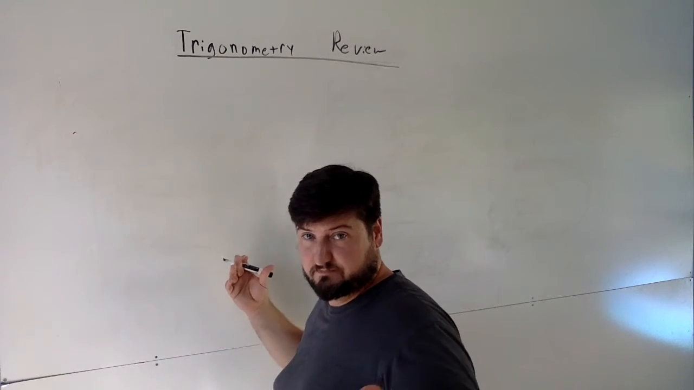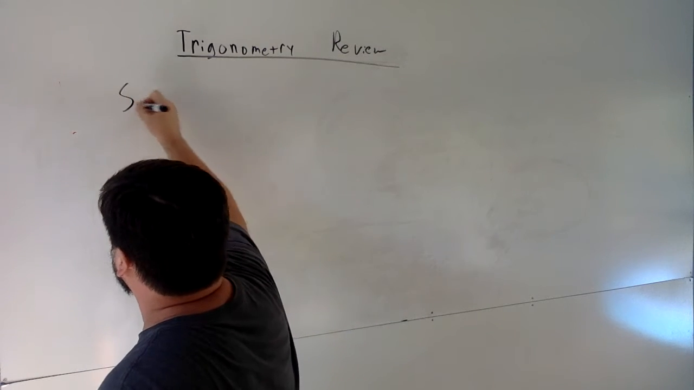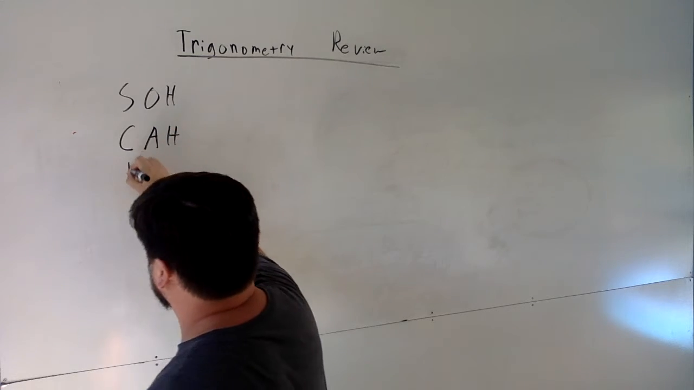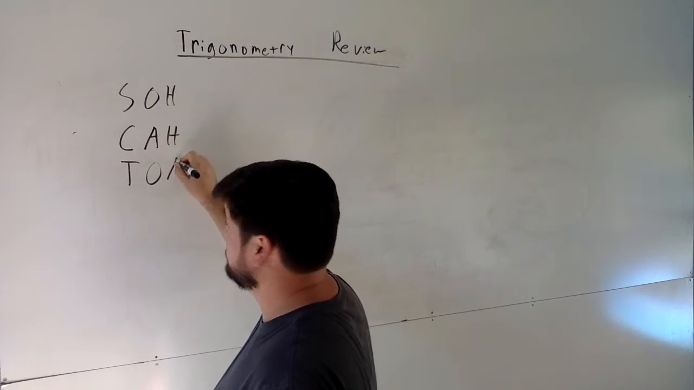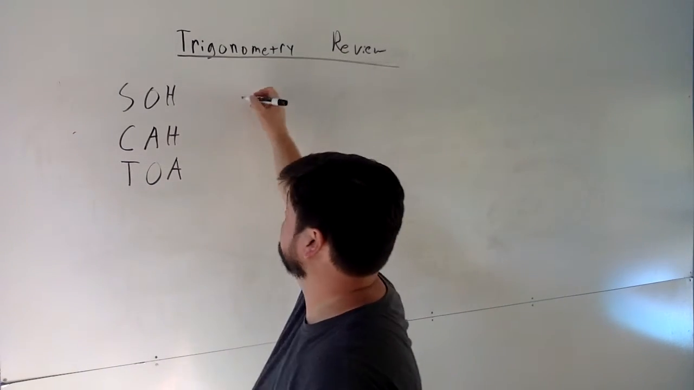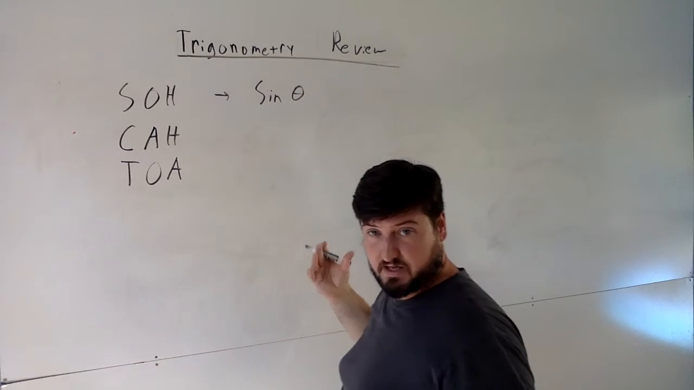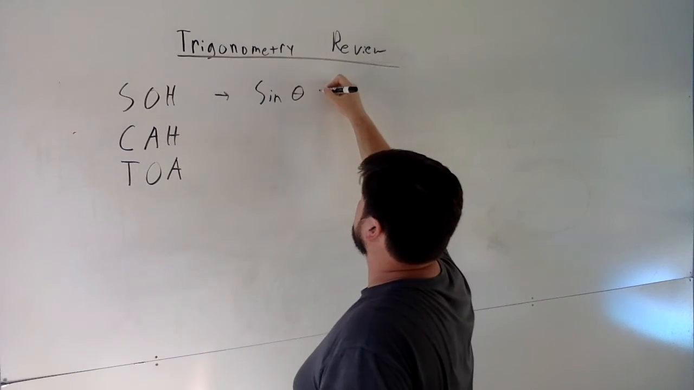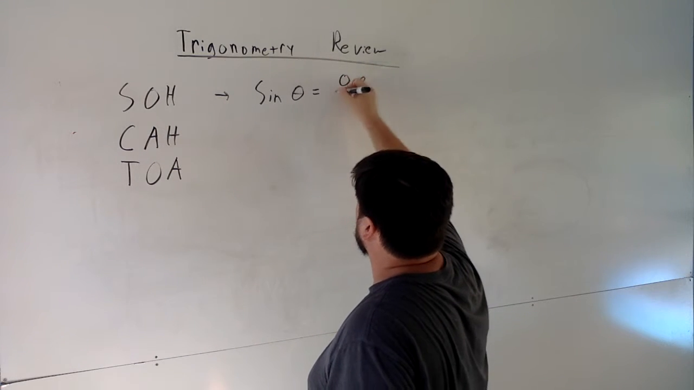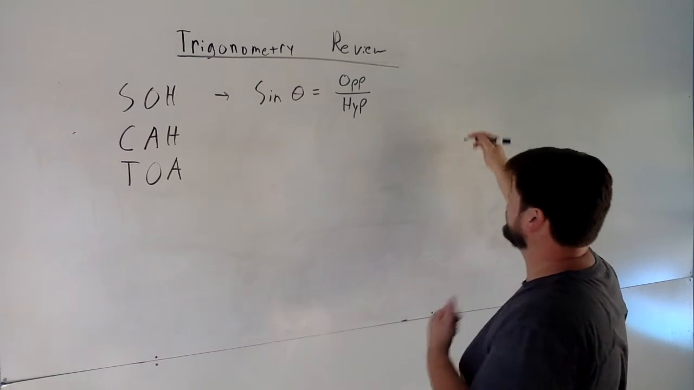What do we have for trig, right? We've got some basic functions here, okay? We've got SOH CAH TOA, right? And what are those? Well, SOH means sine of some angle, theta is what I'm usually going to use. Sine of theta is equal to opposite over hypotenuse.